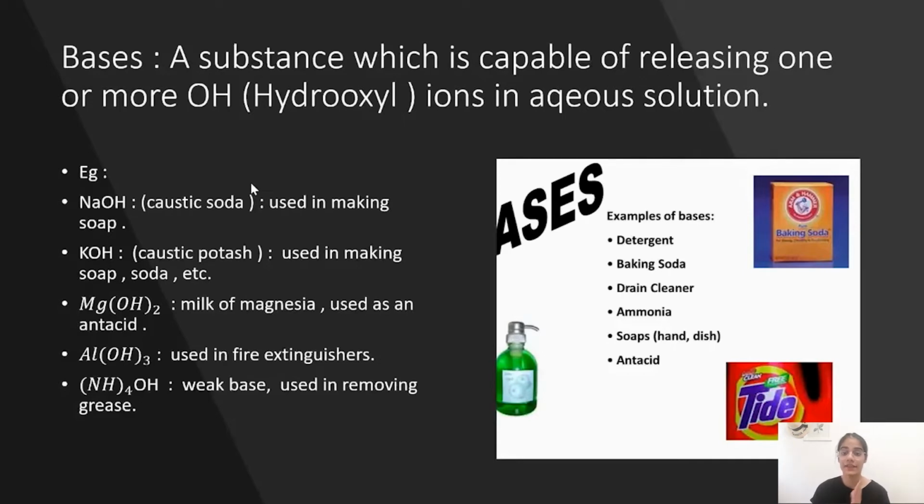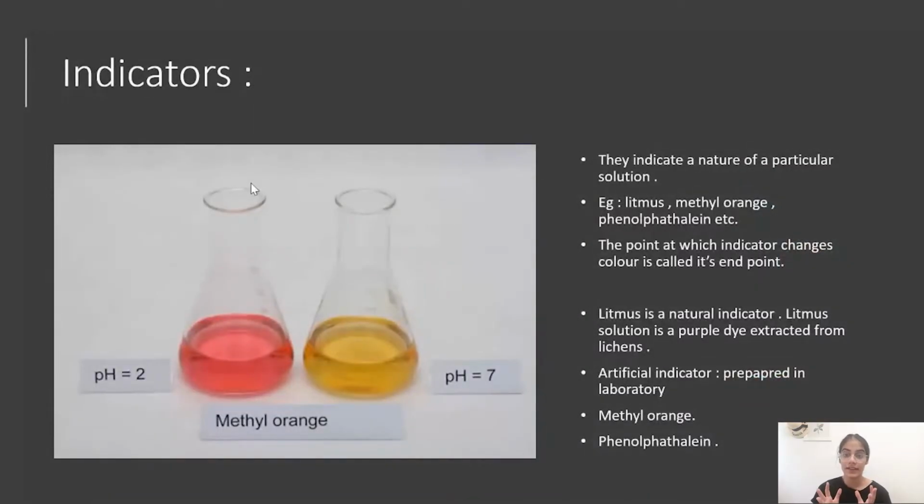So, an acid is a substance which is capable of releasing H+ ions, and a base is a substance which is capable of releasing one or more hydroxyl OH- ions in an aqueous solution. Now, what are indicators? An indicator indicates the nature of a particular solution. An indicator is a substance that helps you classify a specific solution as acidic, basic or neutral. Examples of indicators are litmus, methyl orange, phenolphthalein, etc.